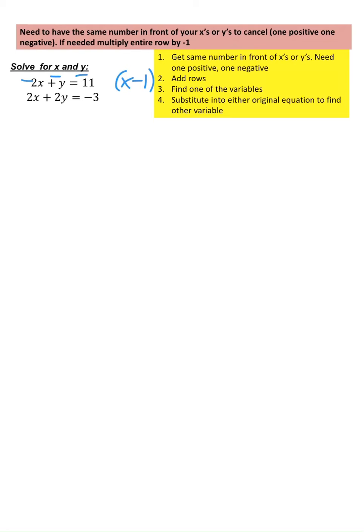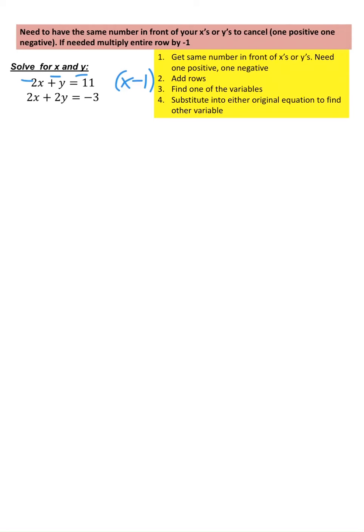A common mistake that people make is they just multiply whatever they're looking for. So they multiply the 2x in this one, and then they don't bother multiplying the y or the 11. You have to multiply the entire row. If you don't do that, you're going to get the rest of the question completely wrong. So make sure you multiply the entire row.